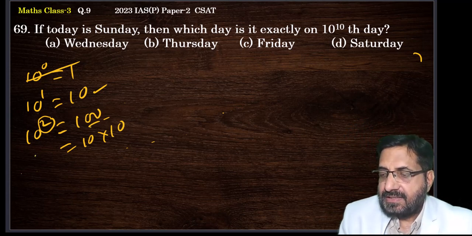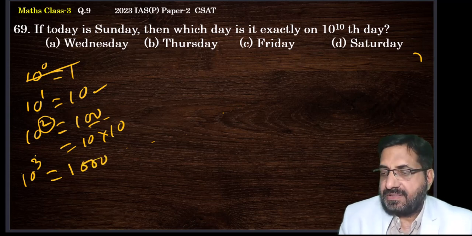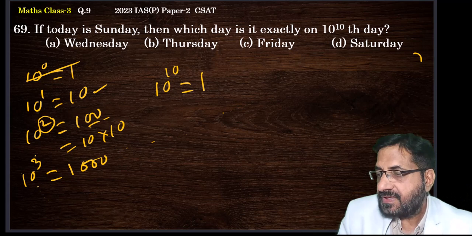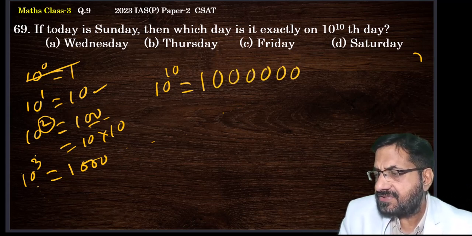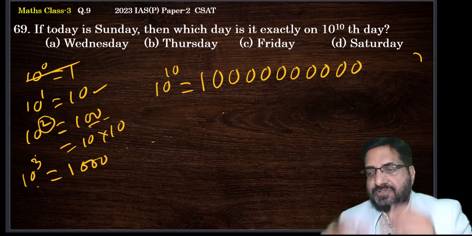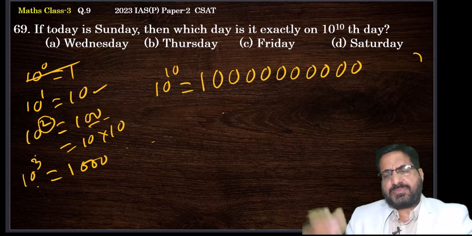Similarly, 10 to the power of 3 means 3 zeros after 1. If you continue like this, you get 10 to the power of 10 as 1 followed by 10 zeros. 1, 2, 3, 4, 5, 6, 7, 8, 9, 10. This is 10 to the power of 10. Power is very, very powerful. And do you know the concept of this power?